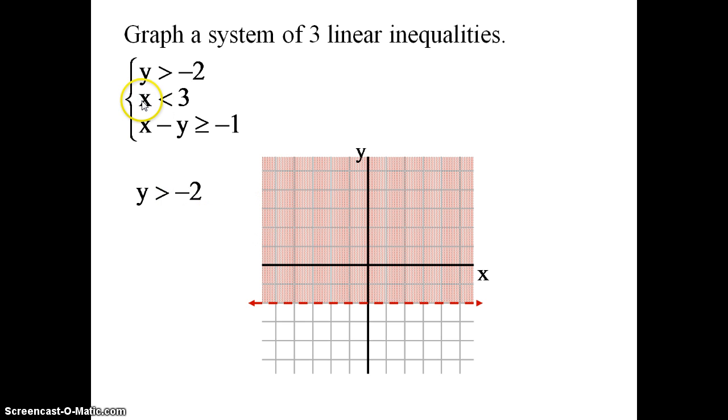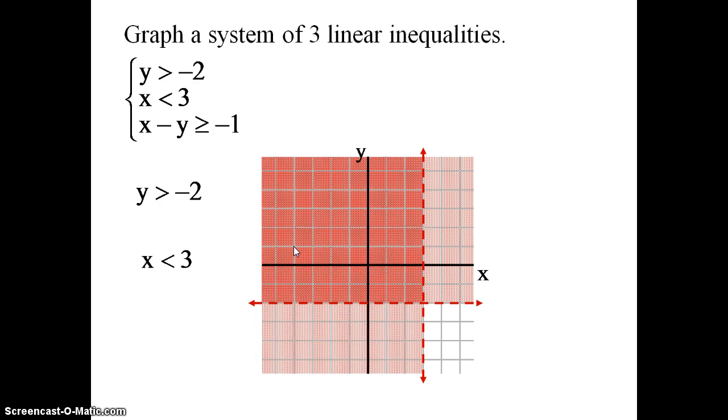My next inequality is x is less than 3. So we're going to go on the x-axis to a positive 3, and this time it's going to be a vertical line. It's also dotted or dashed, and we're going to shade all of the numbers less than. So that means to the left, to the left.